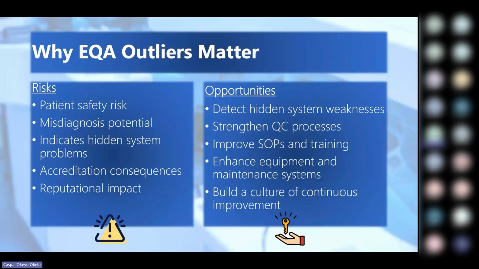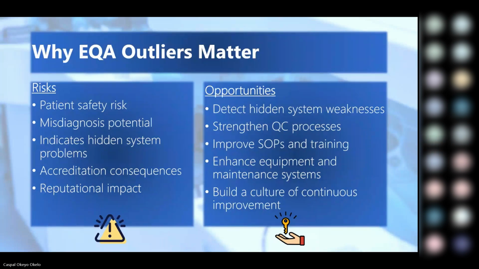So the difference between a struggling laboratory and a high-performing laboratory will not be whether the outliers occur. It's because outliers happen everywhere, from the smallest laboratory to the largest laboratories. The difference is how the laboratory responds. Does your laboratory react defensively, or do we respond systematically? If we respond systematically, each outlier will make the laboratory stronger. And this is why EQA outliers matter. They are signals, and how we respond determines whether they become threats or tools for improvement.